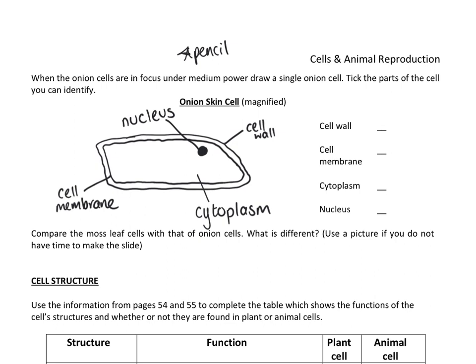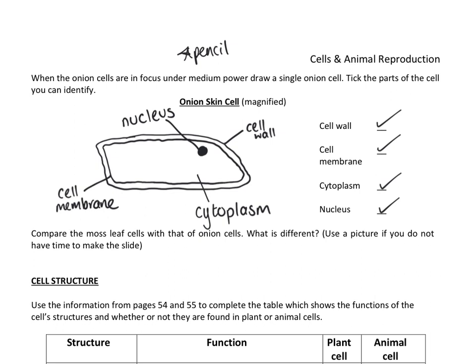So from just cutting up an onion, taking a small section of the skin, placing it on a slide, and putting a little bit of orange stain on it, that iodine stain, covering it with a cover slip and viewing it under a microscope, we could actually see the cells that make up an onion skin, which is pretty exciting. And from it we were able to identify the cell wall, the cell membrane, the cytoplasm and the nucleus, so you can tick those parts that you were able to see.